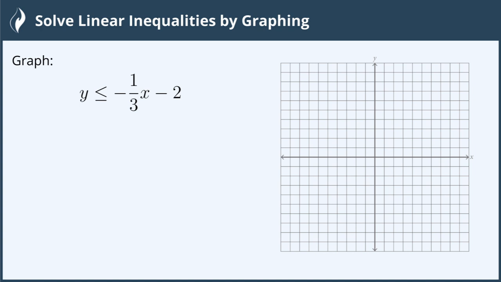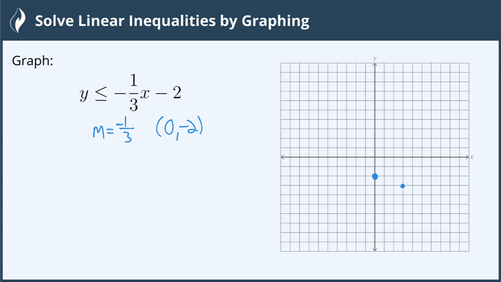So notice that the minus 2 there tells us that our y-intercept is at (0, -2). And the negative 1/3 that's in front of the x tells us that our slope is negative 1/3. So we can come over to our graph and plot the point (0, -2) by counting down 2 from the middle. And then to find another point, we are going to count down 1 and right 3, because that is what our slope says. Negative 1/3 is down 1, right 3.